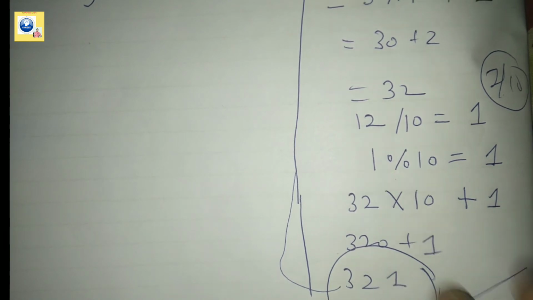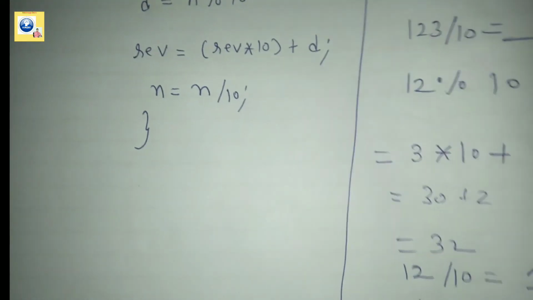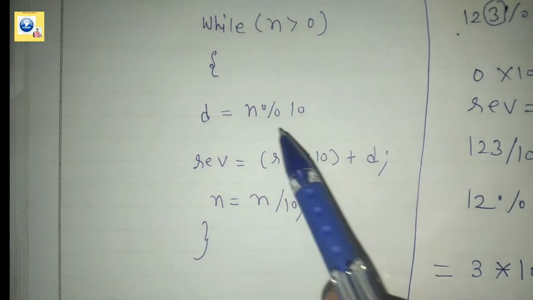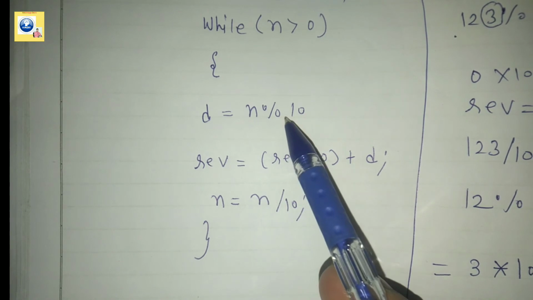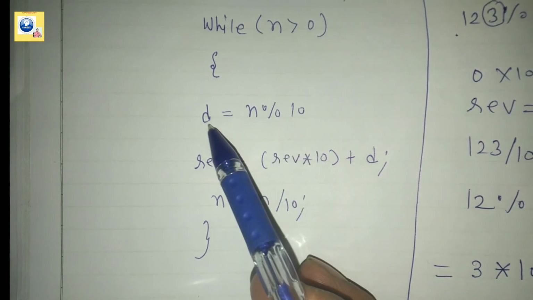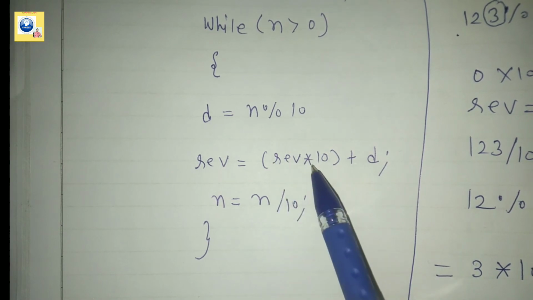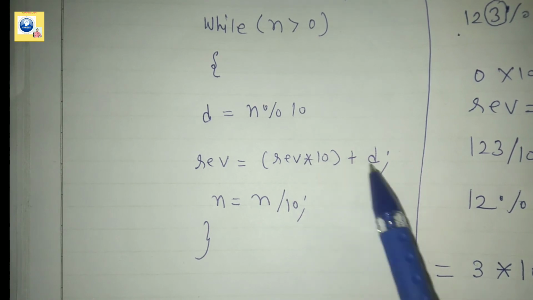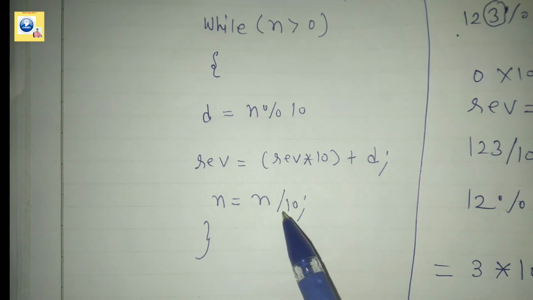So in this way we do the dry run and we understand how this loop works and how these conditions work. So basically 3 steps are there. What is the first step? We have to modulo the given number by 10, and whatever remainder comes has to be stored in a variable. Next, reverse has to be multiplied by 10, and then the remainder will be added. And the last step, the third step, is to divide the number by 10.